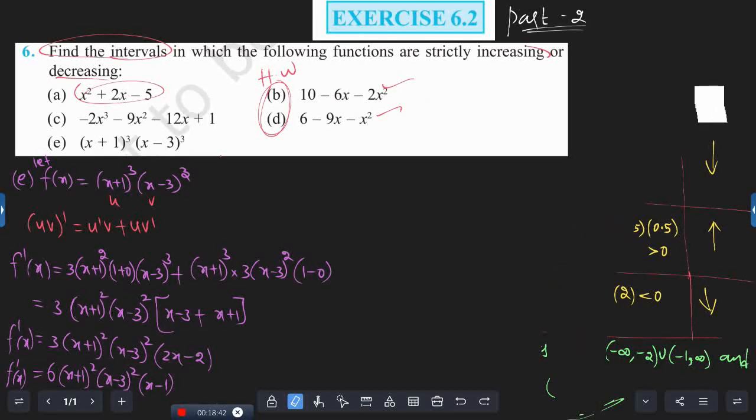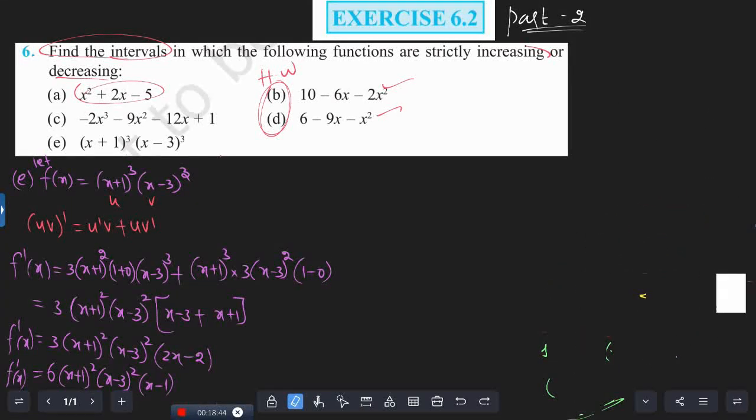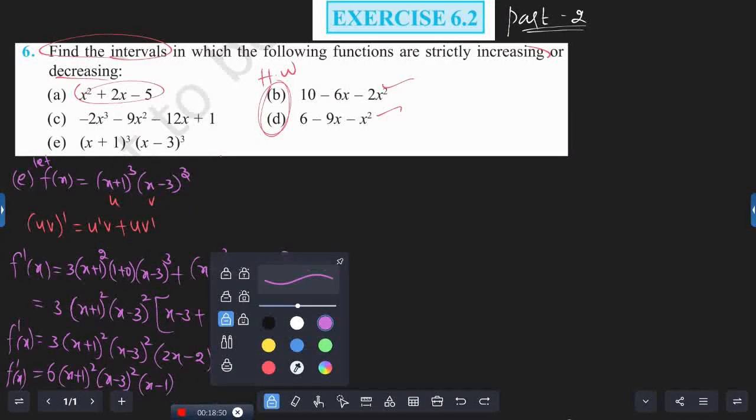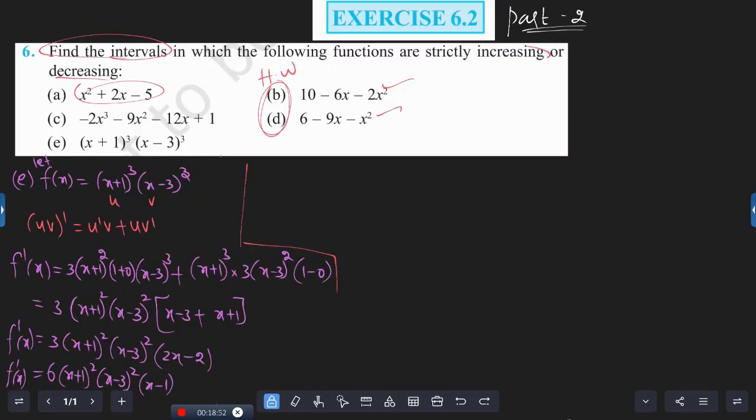First we should find the x value, then we'll go to the table. Let me find the x value here. Put f dash of x equal to 0. So what am I getting? 6 into (x plus 1) whole square, (x minus 3) whole square, (x minus 1) equal to 0.